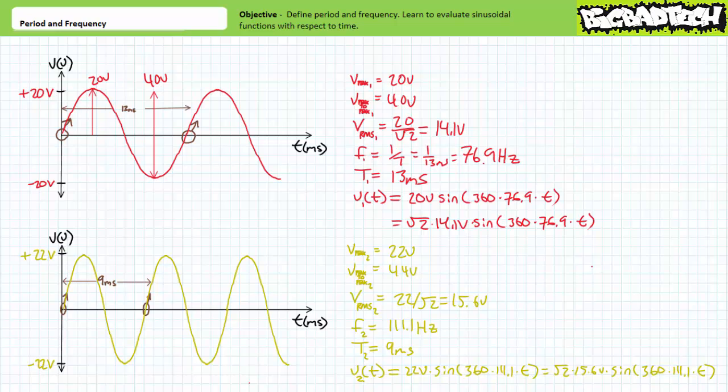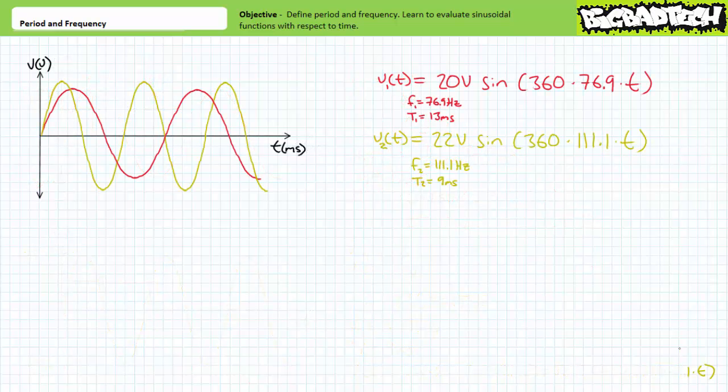When we express the sinusoidally varying voltage waveform as a function of time, we arrive at the expression V2 of t equals 22 volts times the sine of 360 times 111.1 times the time of interest. As previously, given the relationship between peak and effective or RMS value, one might also see this expression written as V2 of t equals the square root of 2 times 15.6 volts times the sine of 360 times 111.1 times the time of interest, making it exceedingly obvious this waveform has an effective value of roughly 15.6 volts.